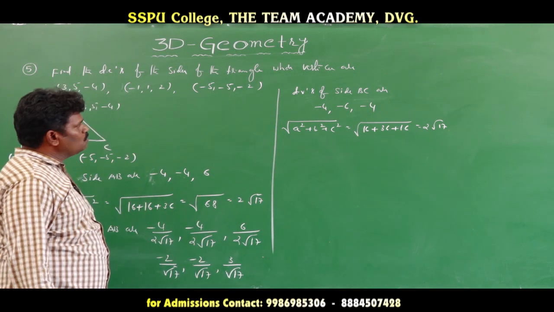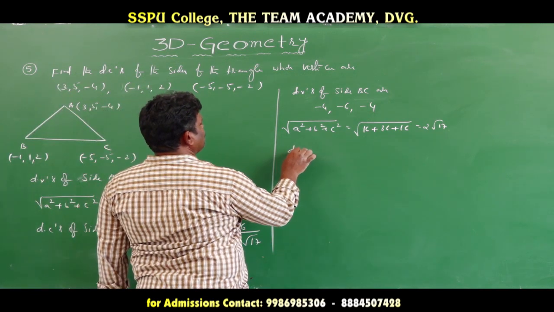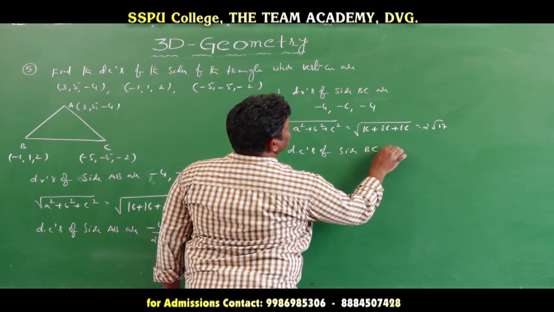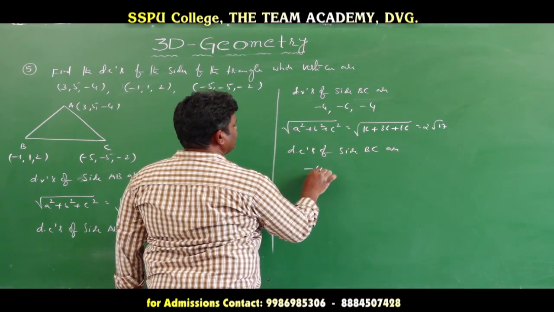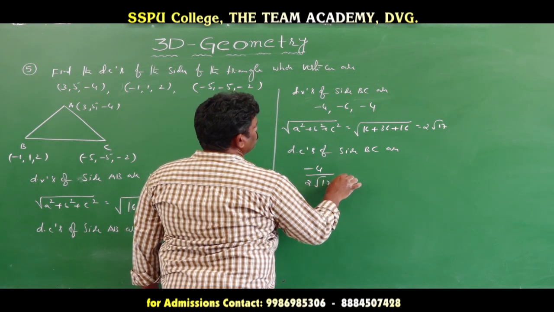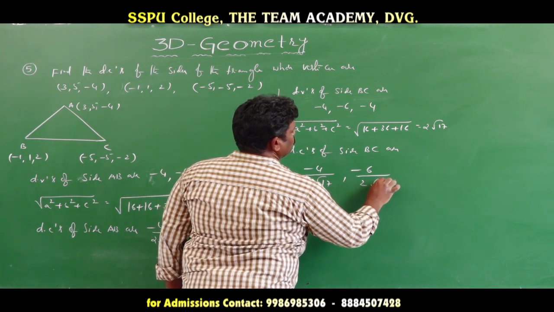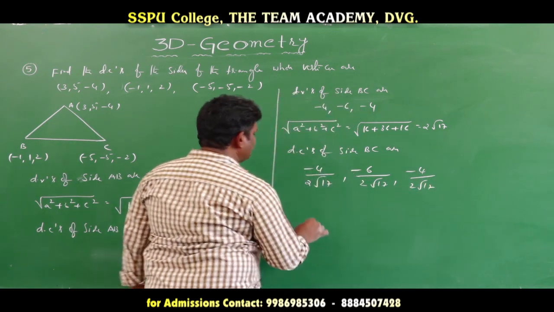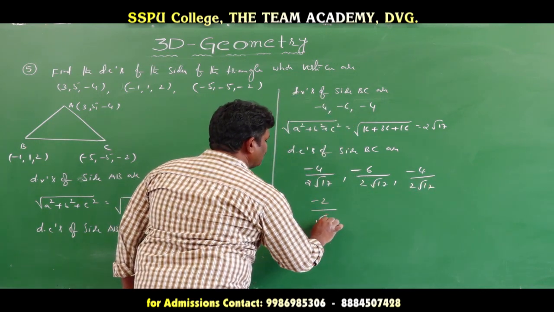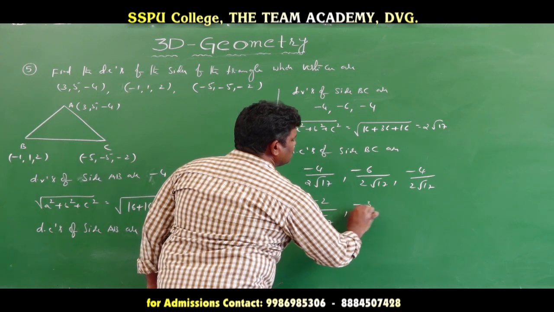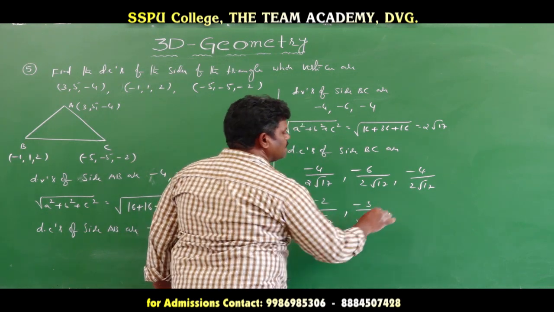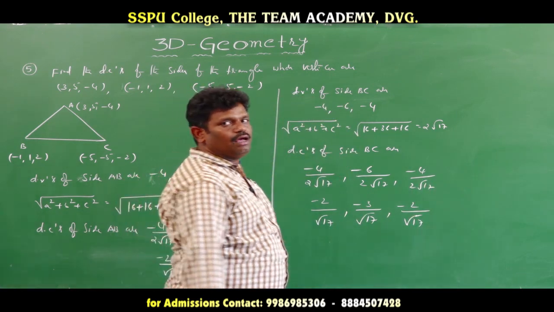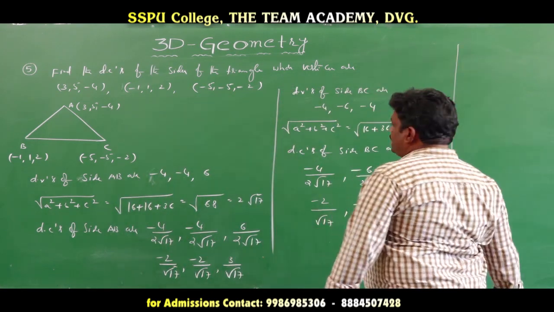Same value. So the direction cosines of side BC are minus 4 by 2 into root 17, minus 6 by 2 into root 17, minus 4 by 2 into root 17. That is minus 2 by root 17, minus 3 by root 17, again minus 2 by root 17. Next, the last side, CA.